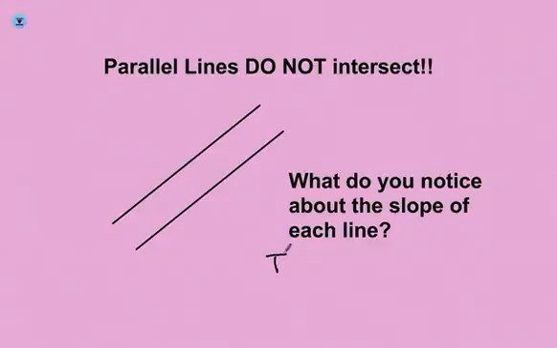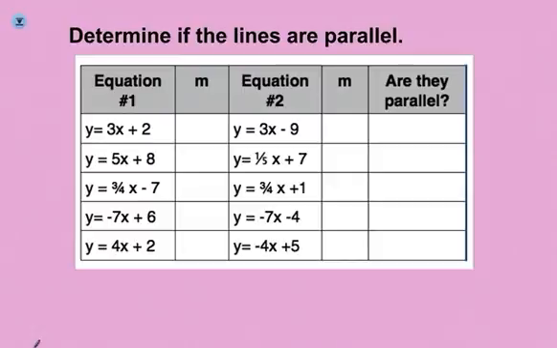So you should know that the slope is the same. And so even if these lines continued, they would never, ever cross. When we're determining if the lines are parallel, we're going to have two different equations. We're going to look at their m's and compare their m's, or their slopes, and see if they're the same. If they are the same, then they're parallel. And if they're not the same, then they're not parallel.